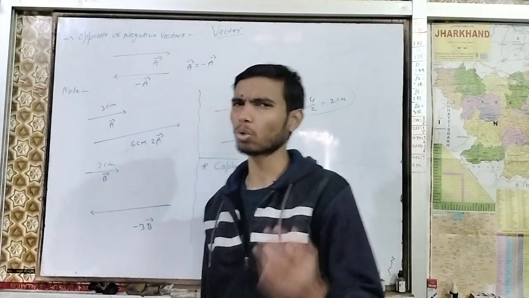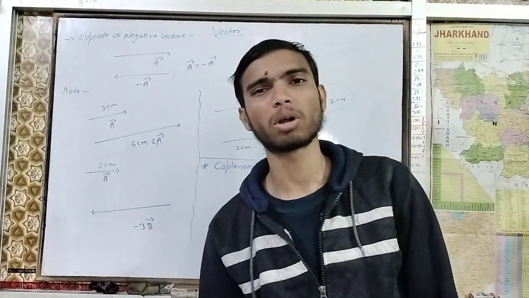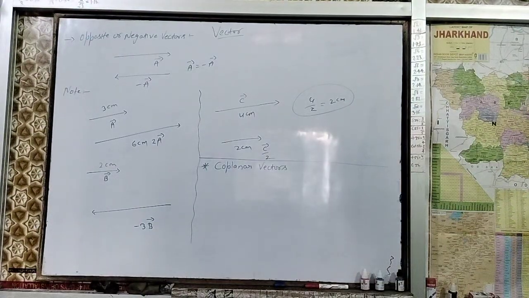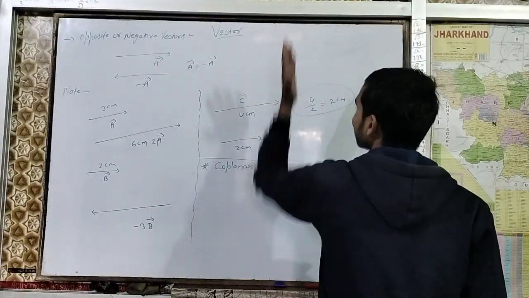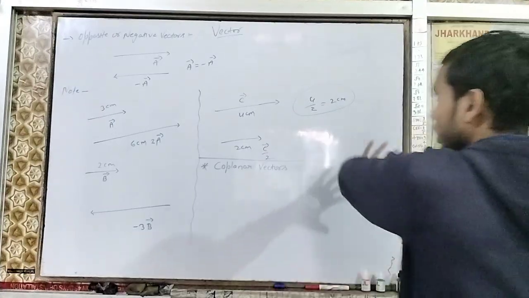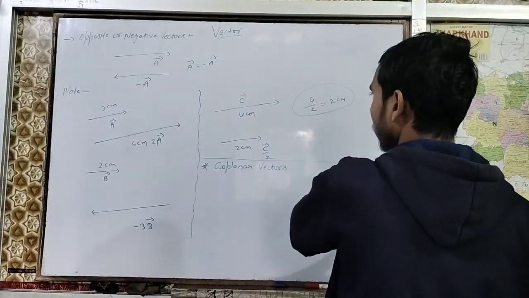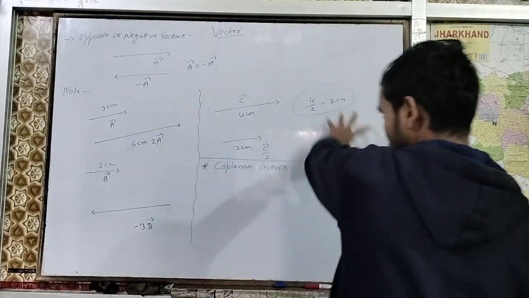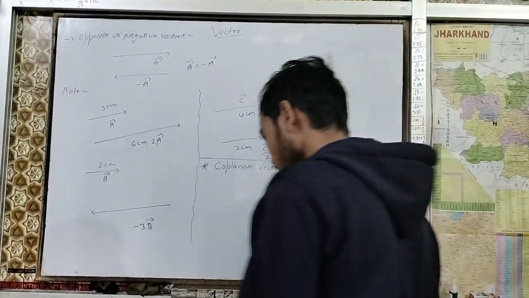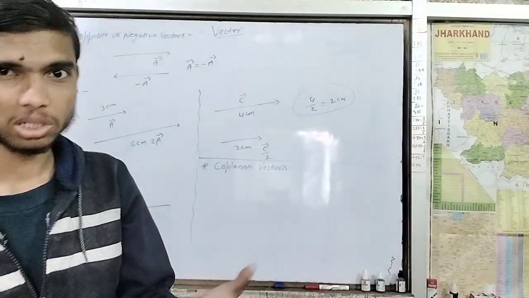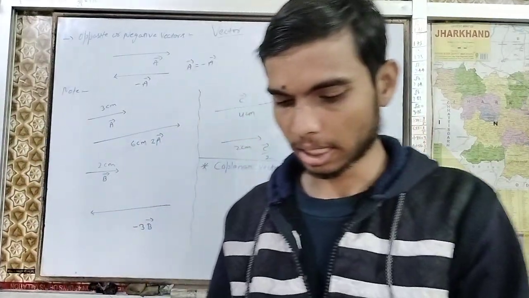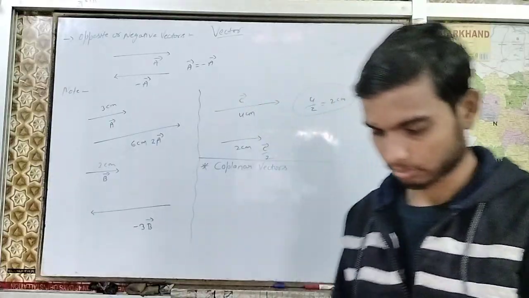Don't take three axes, otherwise it will not be the definition of coplanar. You can take two axes, like the x axis and y axis, but not three axes. So on a single plane, if there are a lot of vectors, these are coplanar vectors. Clear? Direction can be any direction. Magnitude can be any number.